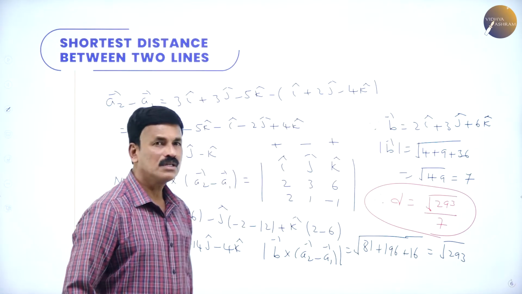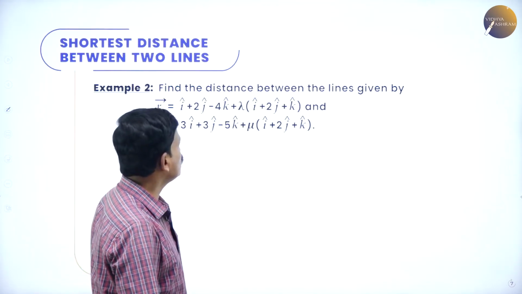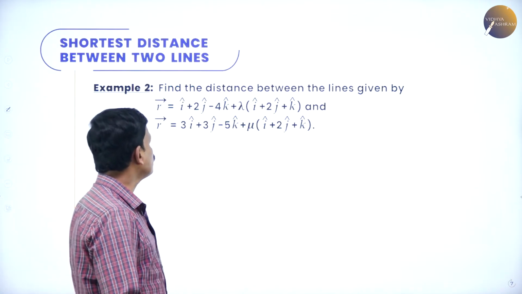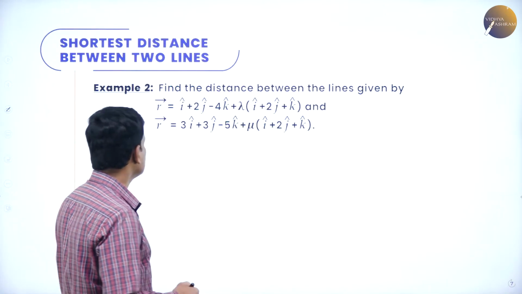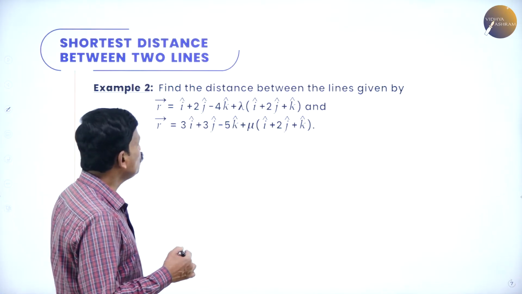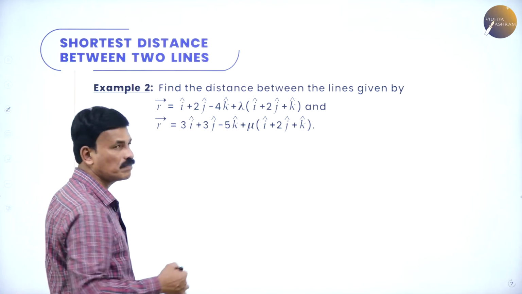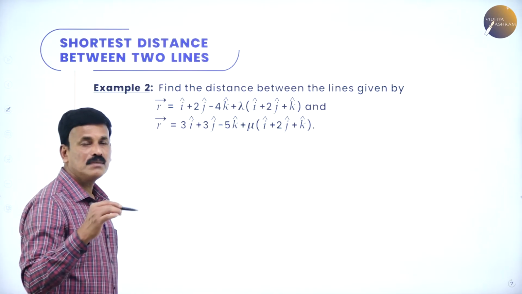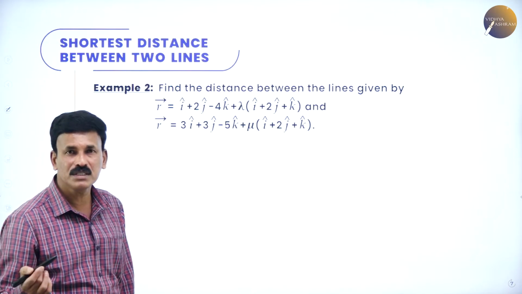Okay. Now let us come to the same problem. Let us take a similar problem. Find the distance between the lines given by r is equal to i cap plus 2j cap minus 4k cap plus lambda into i cap plus 2j cap plus k cap, and the second line, r is equal to 3i plus 3j cap minus 5k cap plus mu into i cap plus 2j cap plus k cap. So if you observe carefully, these are parallel lines. So the distance between the parallel lines is given by D is equal to the magnitude of B cross A2 minus A1 divided by length of vector B.